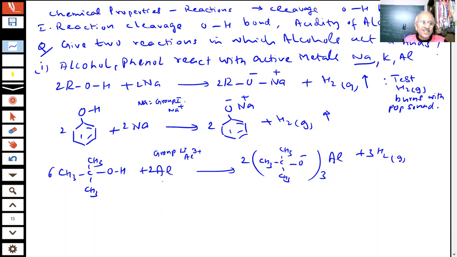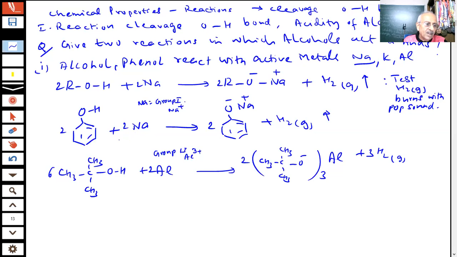So all these reactions are becoming important, students. Sodium is an active metal. It has been able to remove hydrogen gas from phenol as well as alcohol. So the above reaction proves one thing. This is a base, this is an acid. Therefore, we can say that alcohols and phenols are acidic in nature.